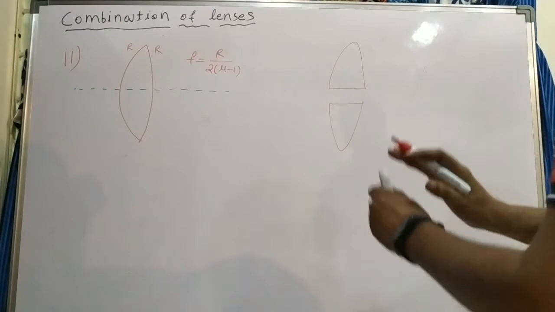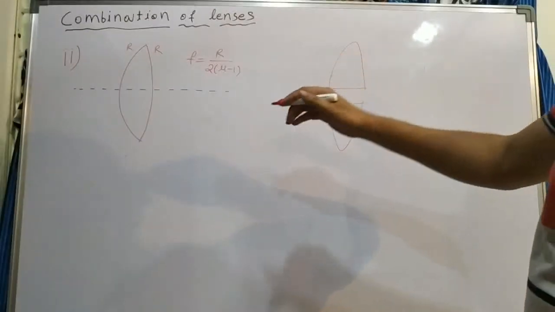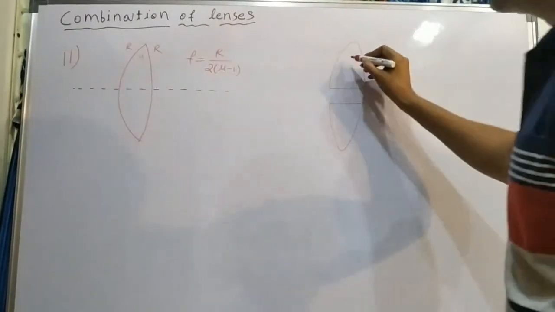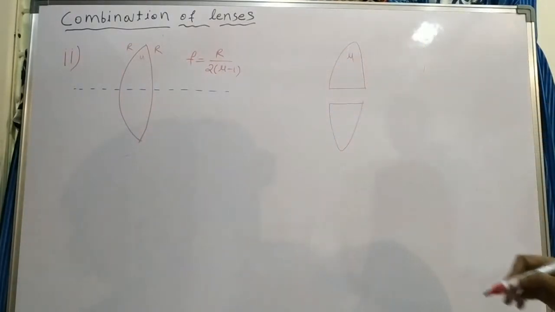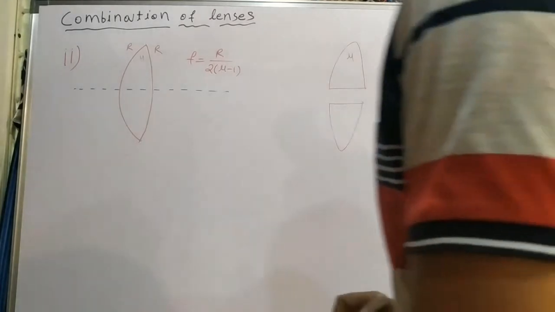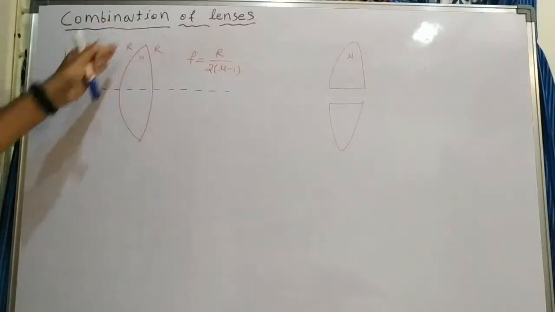In this case there is no change in the focal length. Why? Because the medium is not changing. Here the refractive index is mu, and here also mu. Even the radius of curvature here and here are both the same. And what is the radius of curvature of the lens? Suppose you take this side.